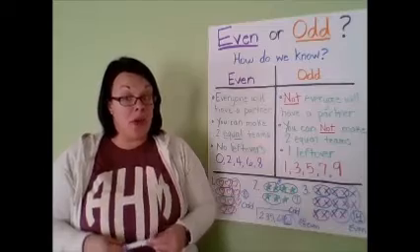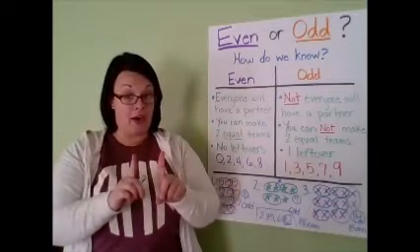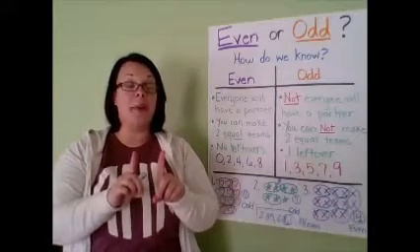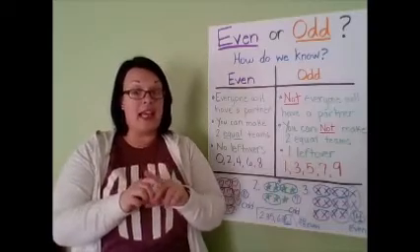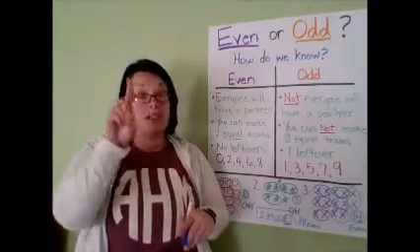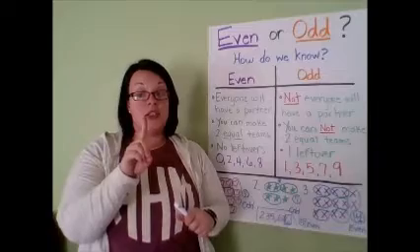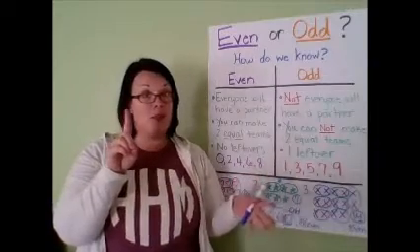If you're an even number, you always have a pair. So if you look around, your buddy will always be there. If you're an odd number, there's always a lonely one. He looks around to find his buddy, but he's the only one.